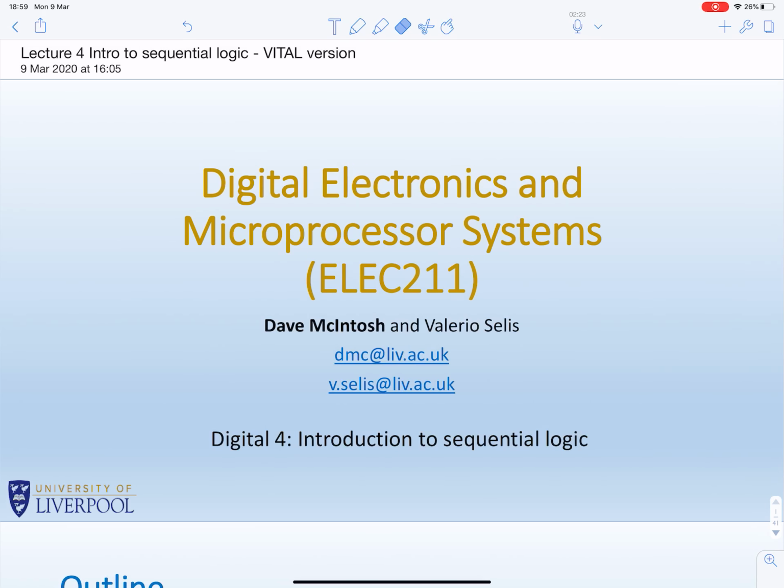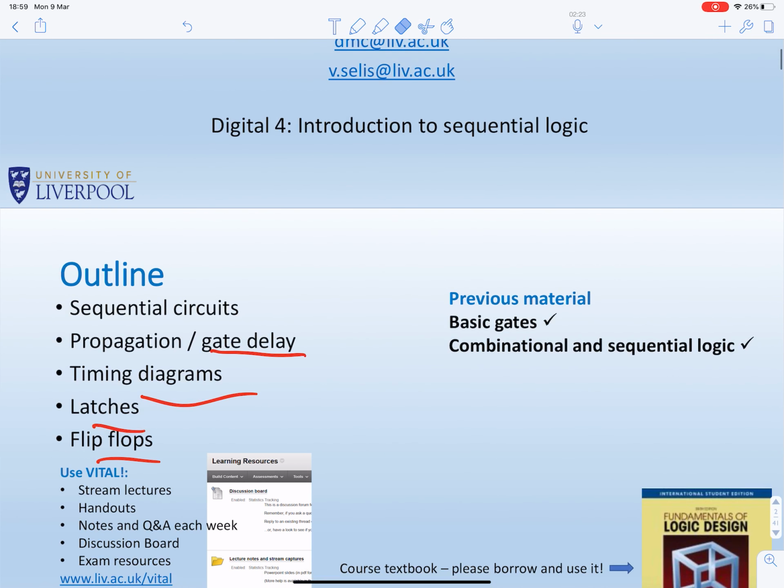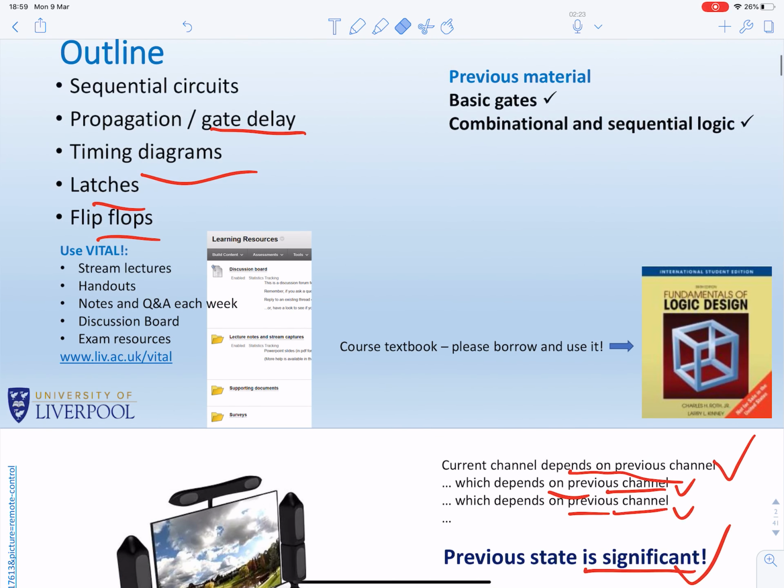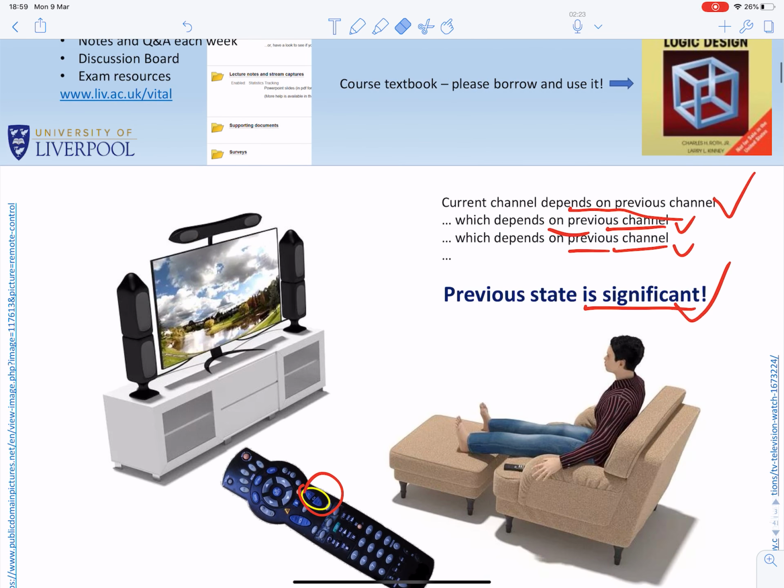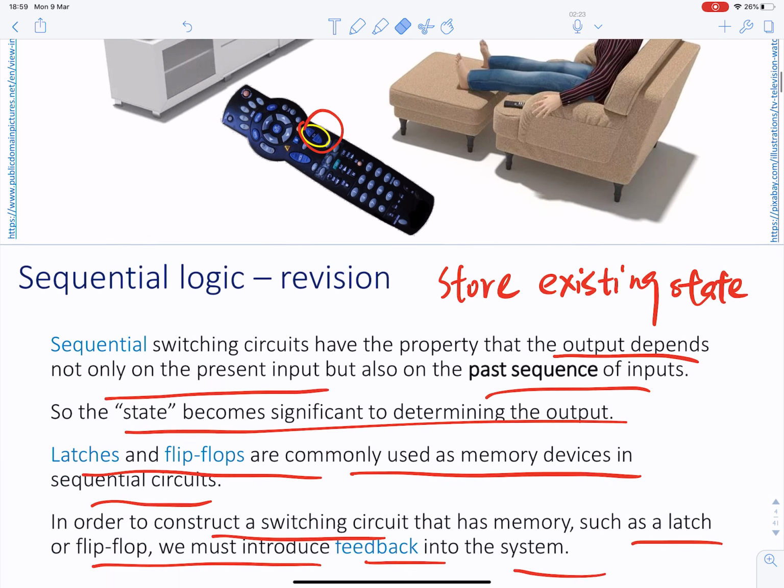So welcome to Elec211 Digital Electronics Extra 4, the introduction to sequential logic. So we have sequential logic, the propagation gate delays, timing diagrams, the latches, flip-flops, and why the sequential circuit is important, because the previous state is significant. The reason is that if you want to switch from channel 1 to channel 2, you just need to press, you must rely on the previous state.